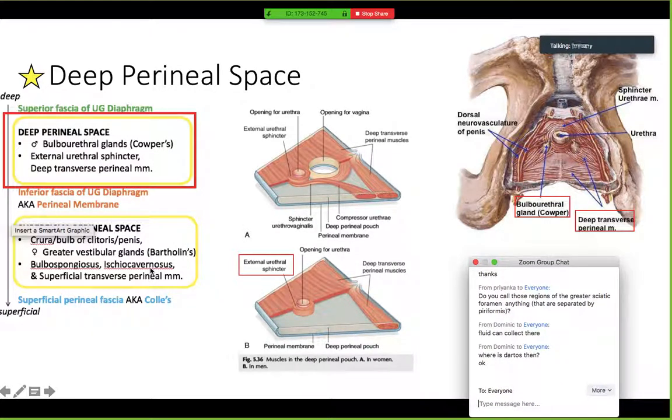Next, going a little deeper, is the deep perineal space. So within this space, we have the bulbourethral glands, and this is male only, and also the external urethral sphincter and the deep transverse perineal muscle. So three contents in the deep perineal space.